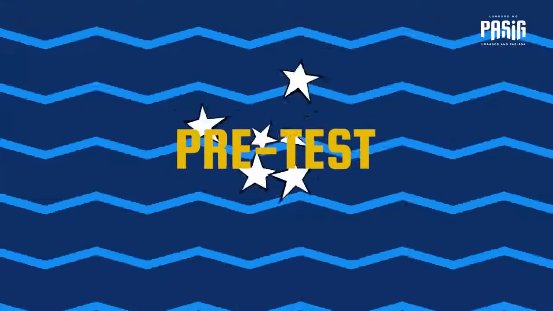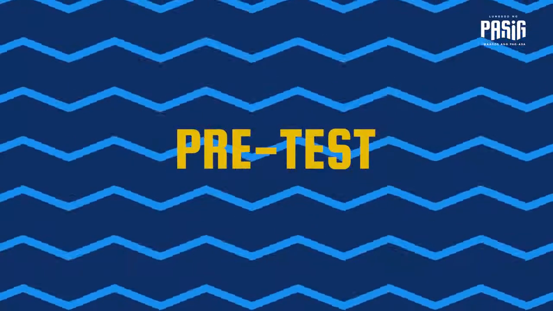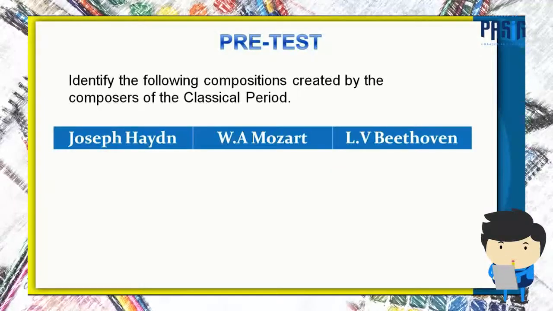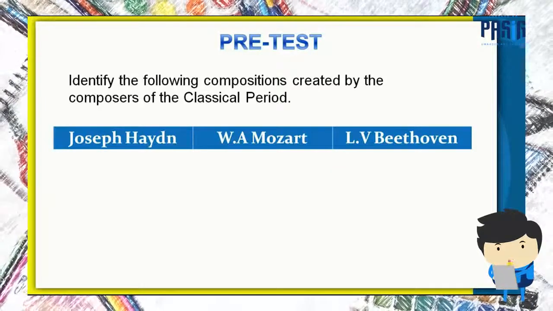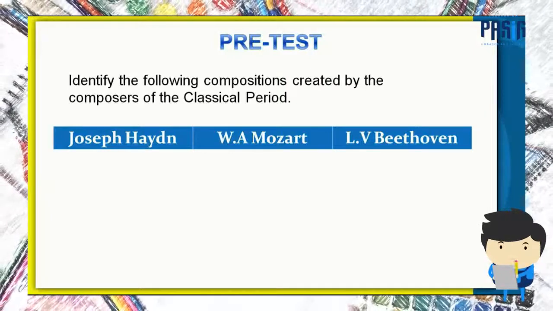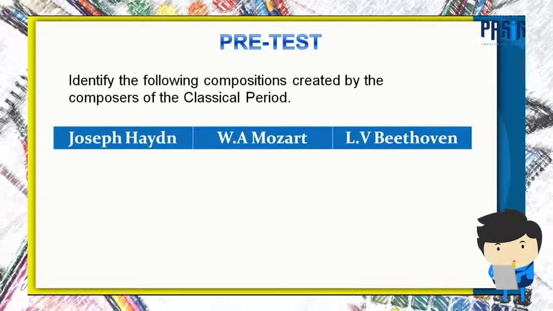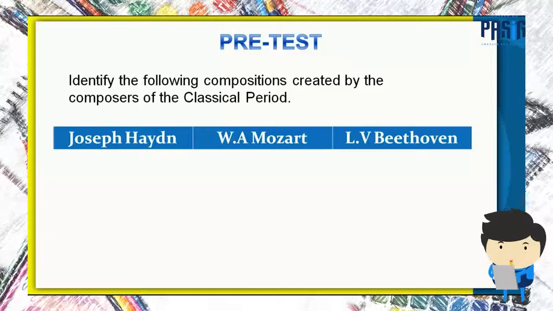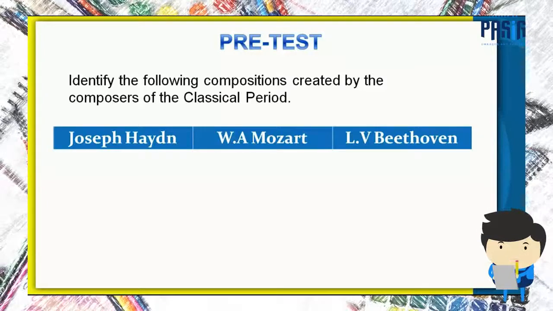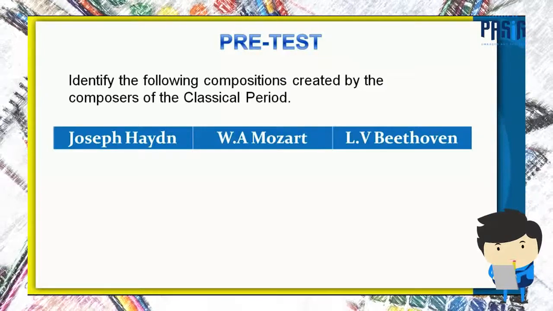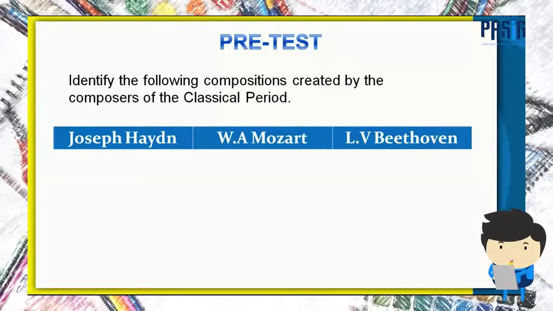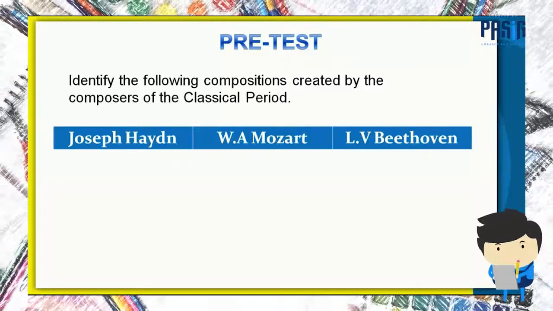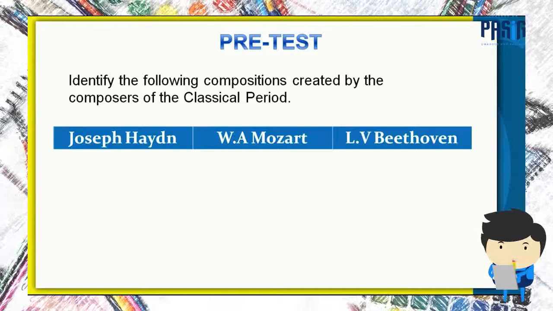Now, before we go on to our lesson, we will have a pretest. Students, get one whole pad paper and your ball pen and number it 1 up to 5. Here are the instructions. Identify the following compositions created by the composers of the classical period.